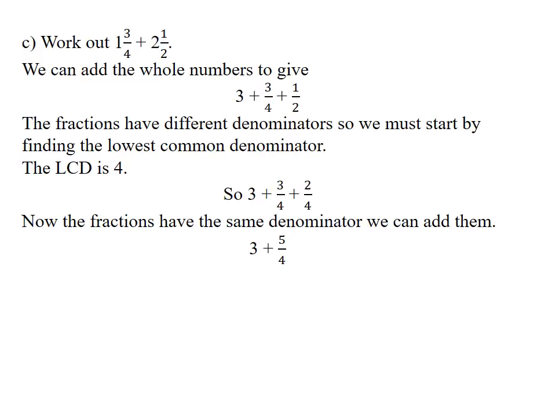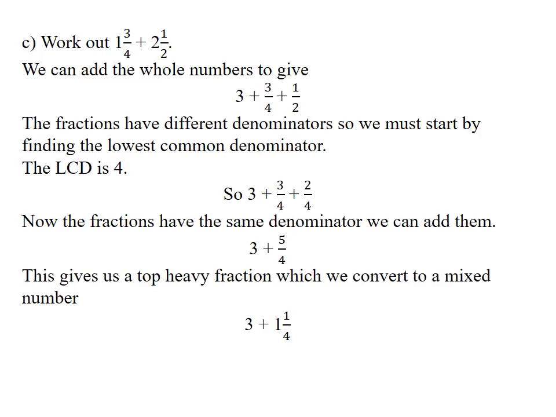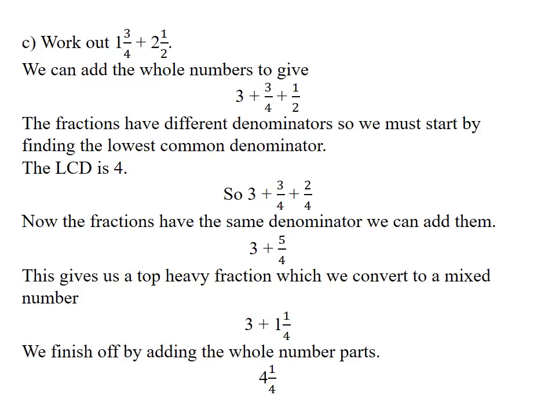We've got a top-heavy fraction again, so we've got to divide the 4 into the 5. That goes 1 with 1 remainder. And that 1 remainder is 1/4. The whole numbers we can add together. That's 3 plus 1 is 4. And so the final answer is 4 1/4.